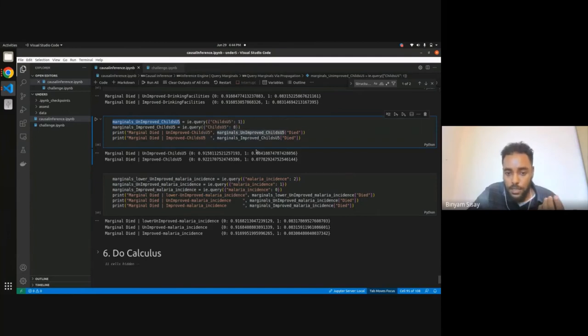Now, had I given it 0 for the children under 5, it would have improved to 92%, or a 1% increase for the number of children who didn't die, and I could have decreased the number of children who died by 1%.